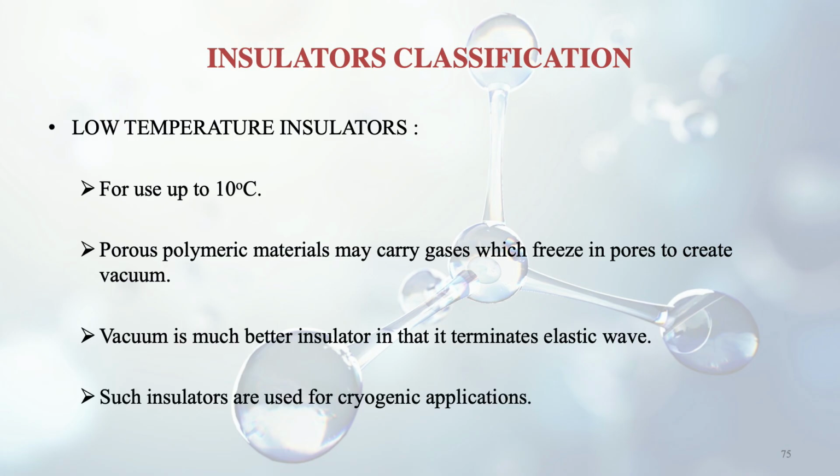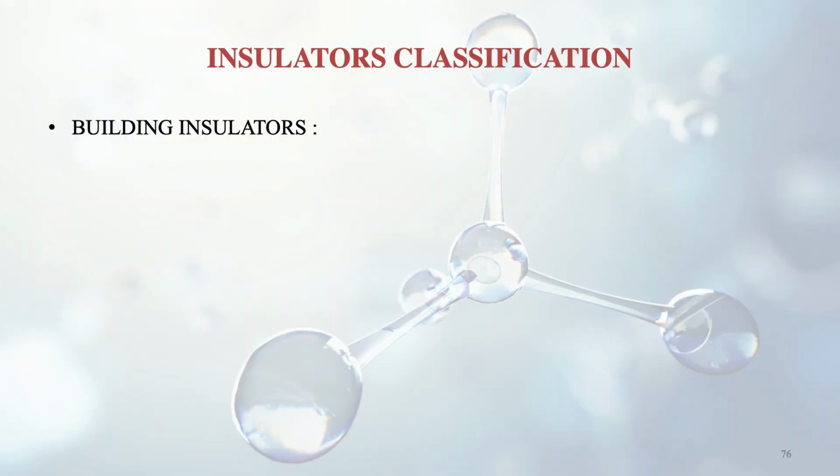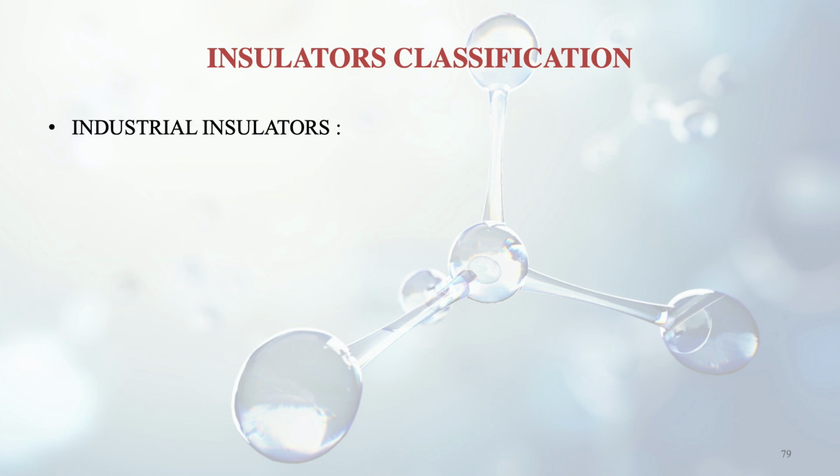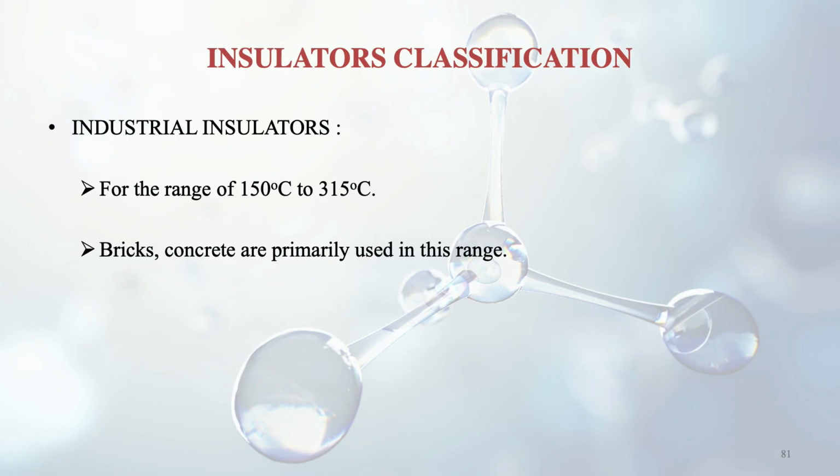Such insulators are generally used in cryogenic applications, because cryogenic application means low temperature application. Further, the second classification is the building insulators. They are used in a range of 10 degrees centigrade to 150 degrees centigrade, and they are made up of plastics and wood generally. And the third category is the industrial insulators. The temperature range goes from 150 degrees to 315 degrees centigrade. And the category which falls under this type of industrial insulator are the bricks and concrete materials.